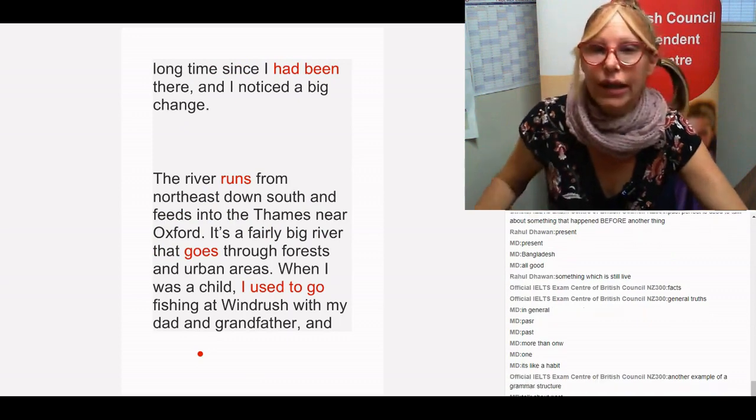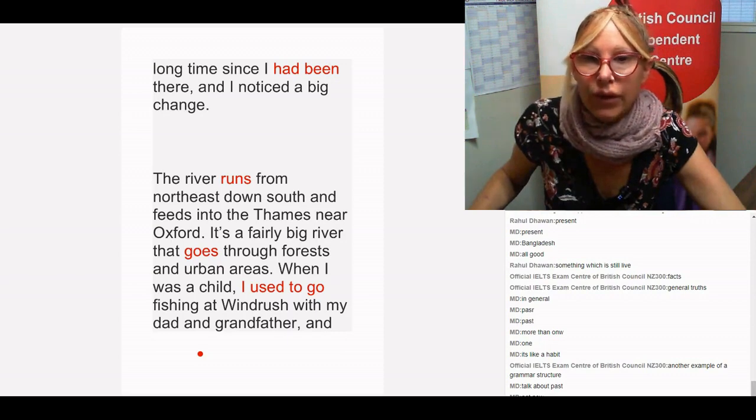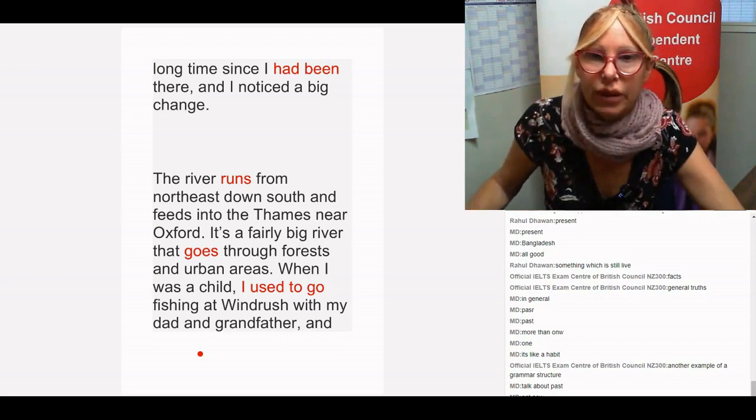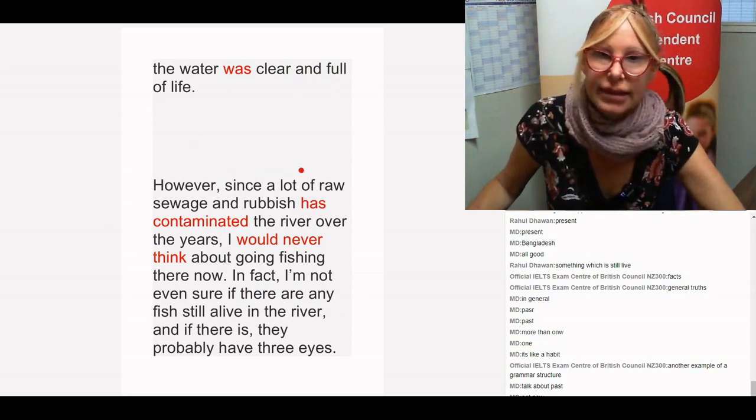Yep, not now. Okay, nice and simple. So moving on now. "However, since a lot of raw sewage and rubbish has contaminated the river over the years, I would never think about going fishing there now."